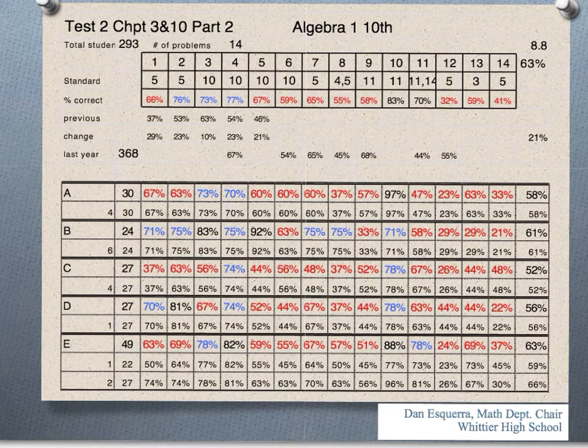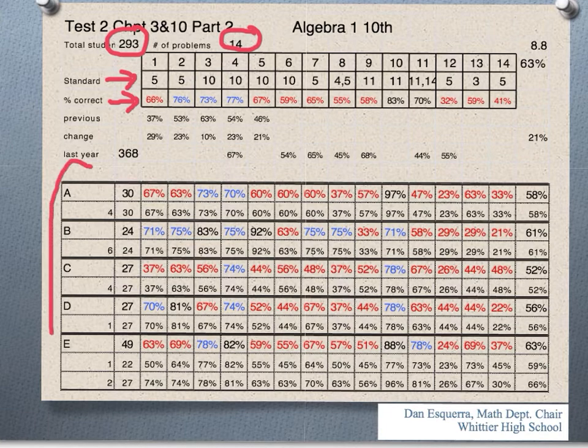This slide reveals some mock data from a 10th grade Algebra 1 test. This particular test was administered to 293 students, and there were 14 questions. The standards that were tested on each of the questions are noted here below the number for each question. And you can see the average percentage correct that the students achieved on each of the questions.